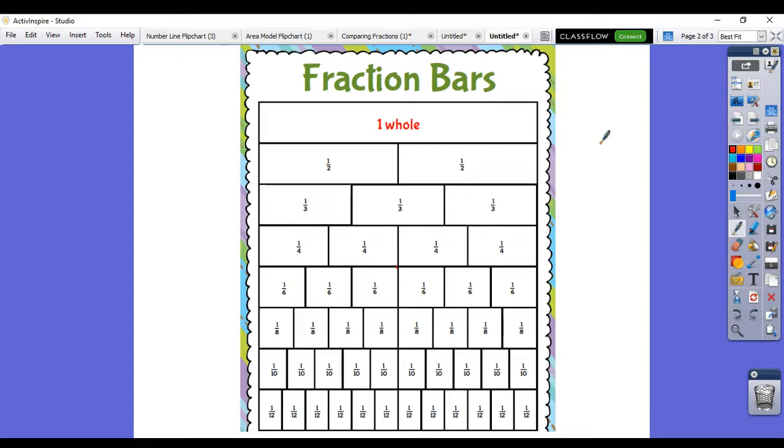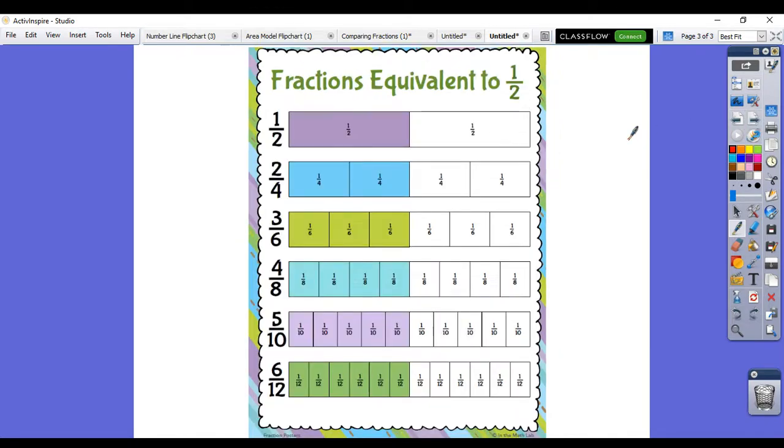Now, if I had fraction bars at my home, I could line them up. I could put 2/3 on top of 3/4 and see if they are the exact same size. But since we don't have those at our homes, you can make them, or you can use a chart like this to help you out. I wanted to show you on this next page.